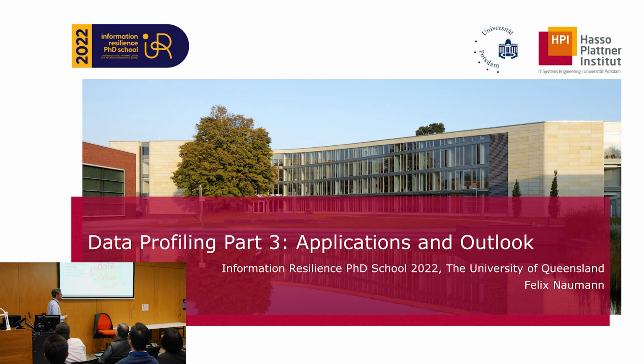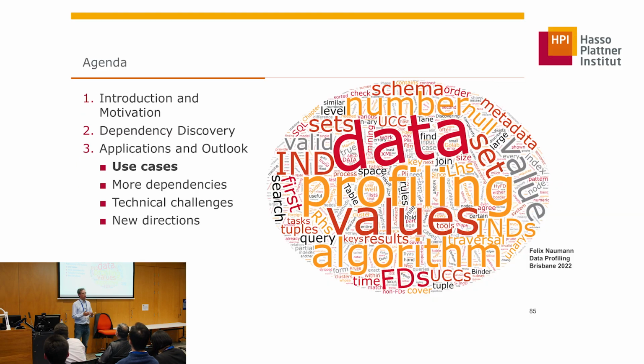So this last section is about applications and outlook: where is research going? I wanted to present some of those use cases that I mentioned at the beginning. So, what do you do with all these dependencies that you've discovered? What kind of things can you do? Data cleaning, query optimization. I'll show you some examples.